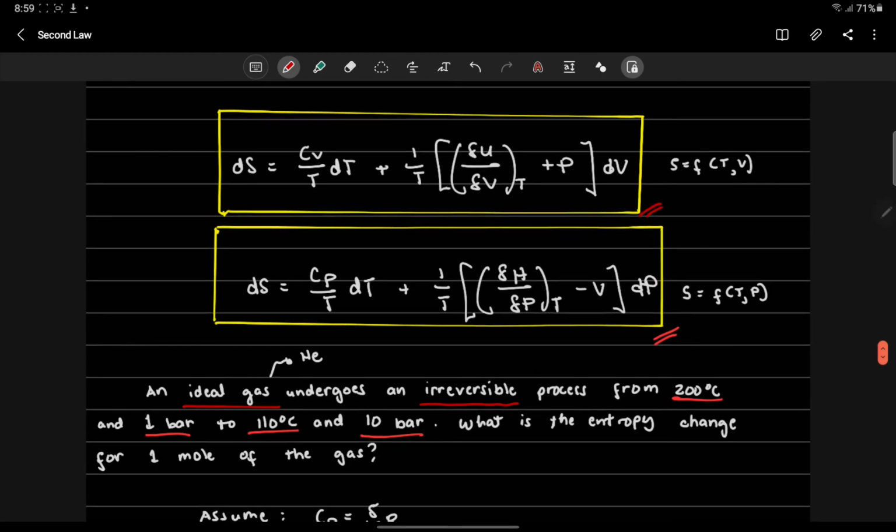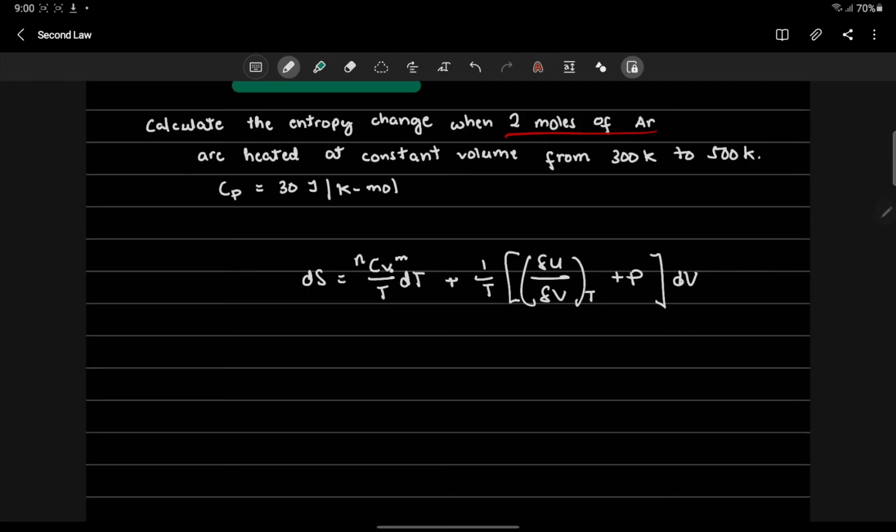So pwedeng gamitin natin yung first general equation kasi both naman mayroong dT. So we can integrate to accept the change in temperature. But since constant volume siya, so malamang mayroong kang Cv sa equation. Okay, and also since may dV or differential volume dun sa first general equation, we can just cancel that because constant volume na siya. Anyway, I'll just copy this equation. Eto na siya, and notice I changed the Cv to Cvm, meaning molar heat capacity yan.